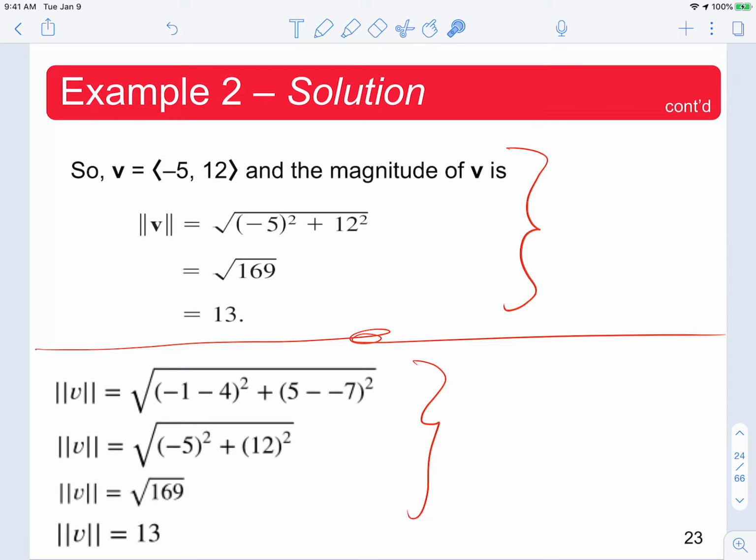Let's look at a more detailed version of it. So here I've written it so that you actually see all of the steps. This starts from the initial two points. But you'll notice that once I get to this second step, I'm here already. And I get the same answer, 13.